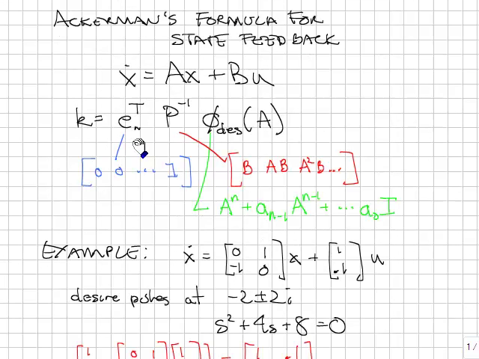So you can use Ackerman's formula to compute the value for K for a state feedback system where U is equal to -Kx. You don't have to have A in a diagonal form or controller canonical form. It can be in any form you want. The catch is that it does require you to take the inverse of a matrix. The rest of it's just all algebra.